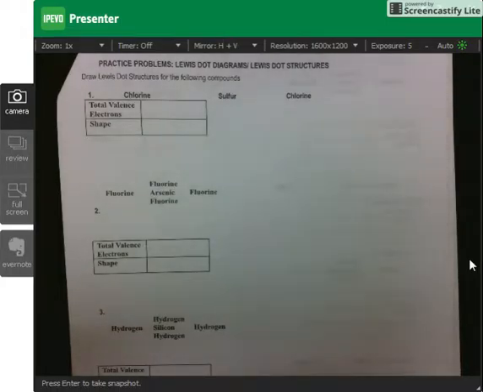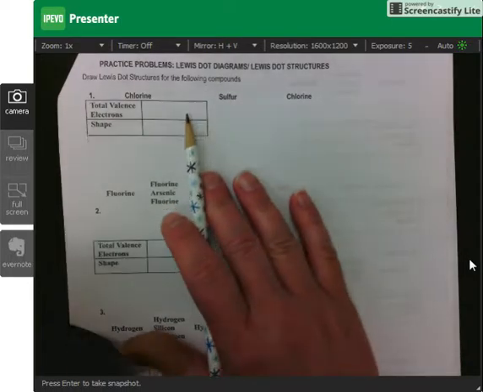Okay, now I want you guys to look at page 5 in your book of fun. We're going to look at Lewis dot structures, but with covalent compounds. Remember, the difference between covalent compounds and ionic compounds is ionics give or take, whereas covalent compounds share electrons. Okay, so the first thing that we have to do is look at our compound.